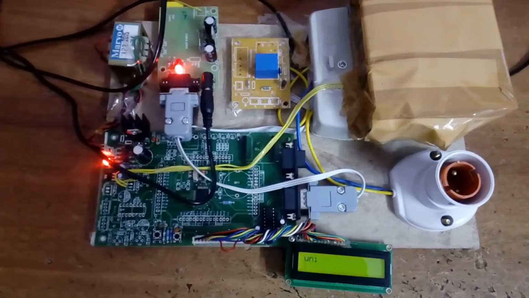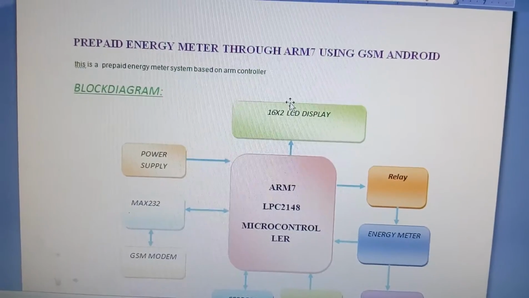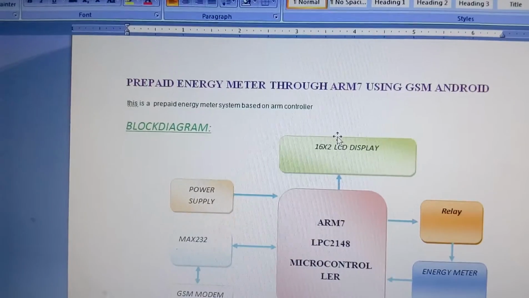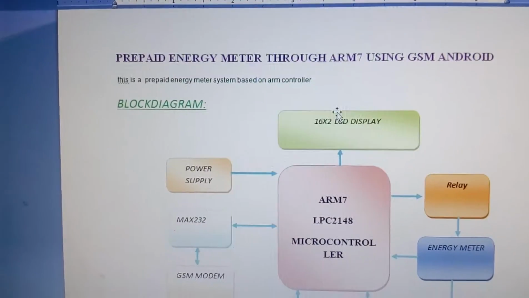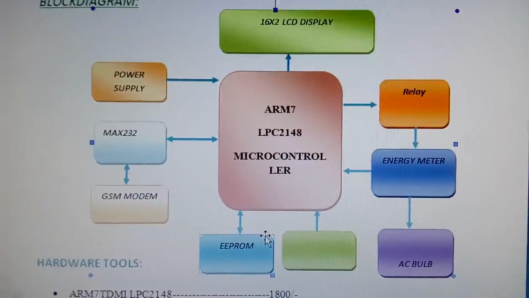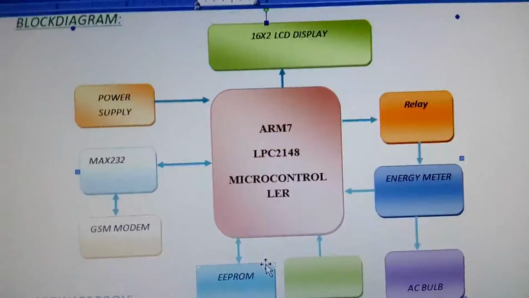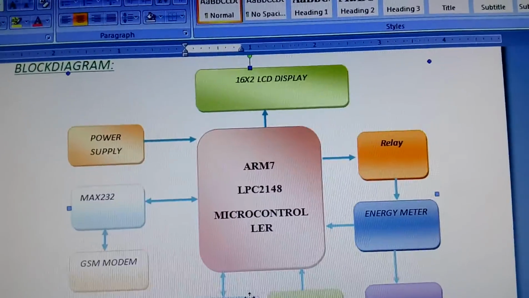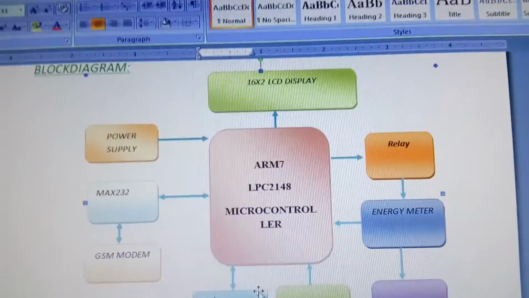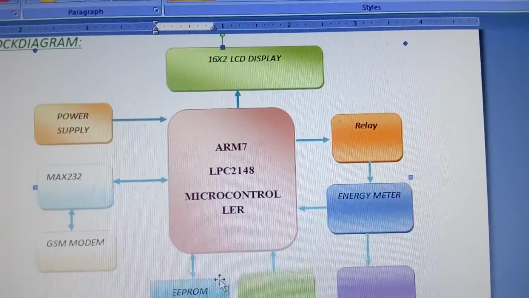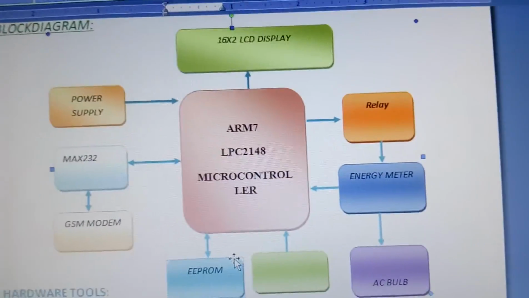The project title is Prepaid Energy Meter using ARM7 and GSM modem Android phone. In this project we are using an ARM7 LPC2148, one power supply section, MAX232 and GSM modem, and we are using a 16x2 LCD display, relay coil, one energy meter and one AC bulb.